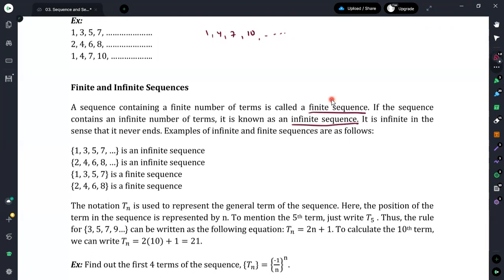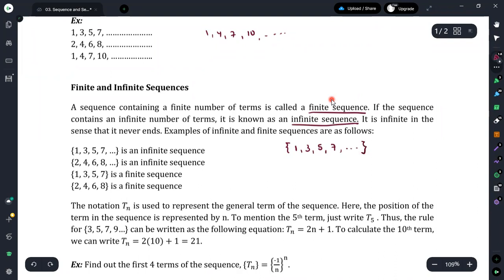Here some examples related to finite and infinite sequences are given below. You can see the first sequence, inside the curly brackets, where the elements of the sequence are written down. Here we can see 1, 3, 5, 7, and generally we use 3 dots to denote the remaining elements. These 3 dots say that it has infinitely many elements. Therefore, this type of sequence can be considered an example of an infinite sequence, because none of us will be able to say what the last term or the ending term of the sequence is. Therefore, it runs up to infinity.